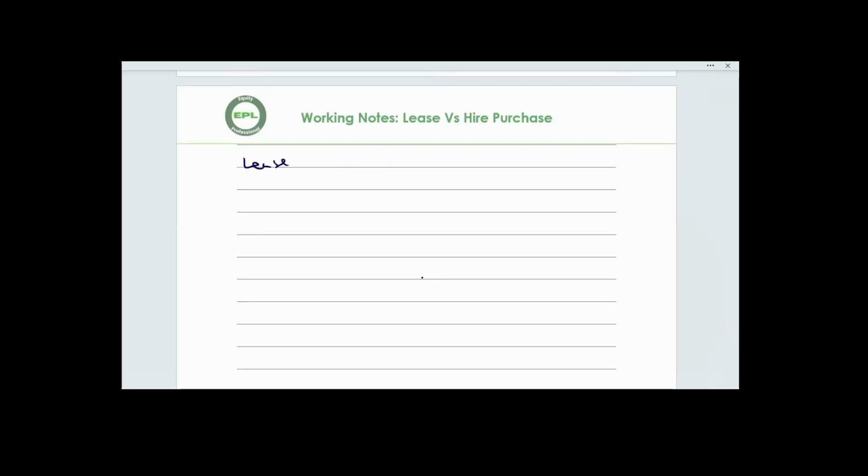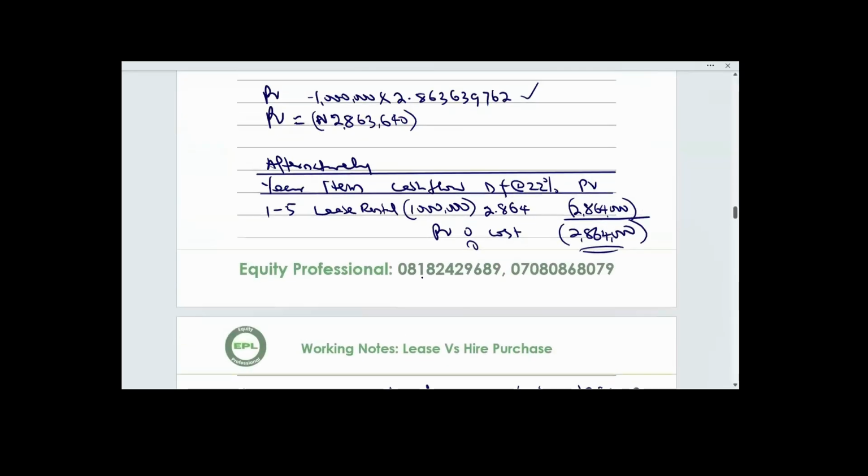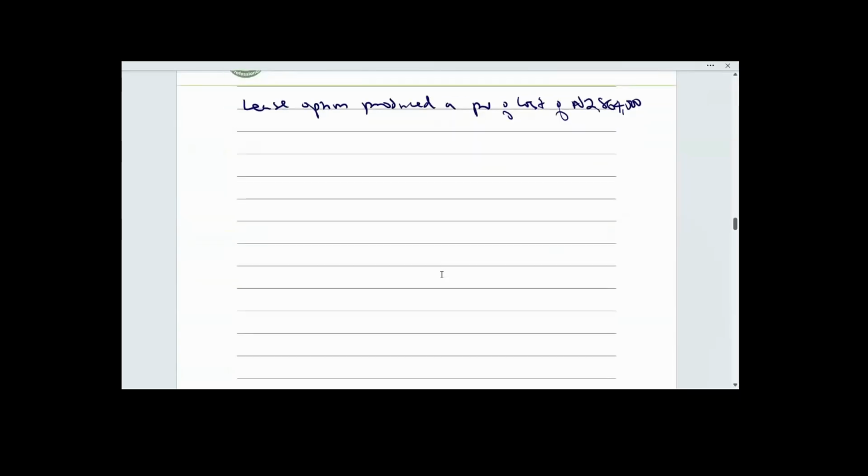So you can say, the lease option produced a PV of cost of 2,864,000.